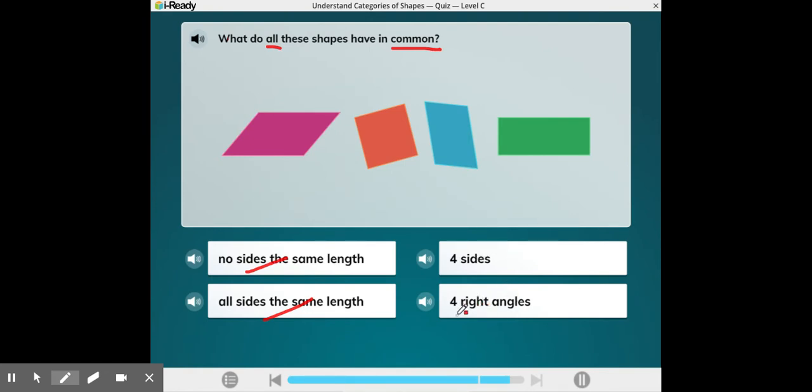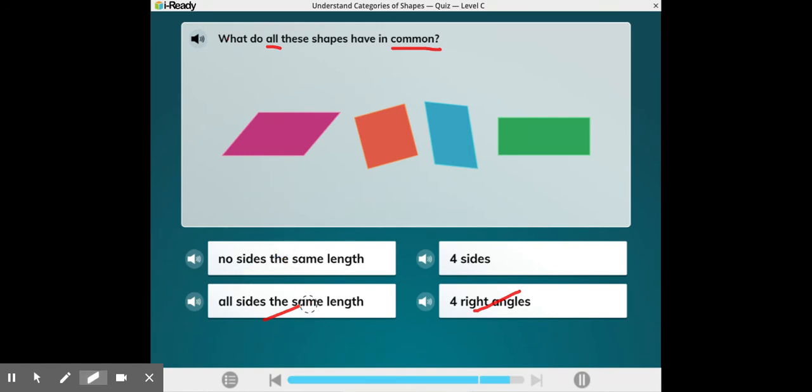Do they all have 4 right angles? Well, I know the square and the rectangle, they have right angles, all 4 right angles. But let's take a look at these other 2 shapes. This is not a right angle. This is not a right angle. And on this one as well, these are not 4 right angles. So that means this cannot be the answer. The only thing that's true about all of these shapes is that they all have 4 sides.